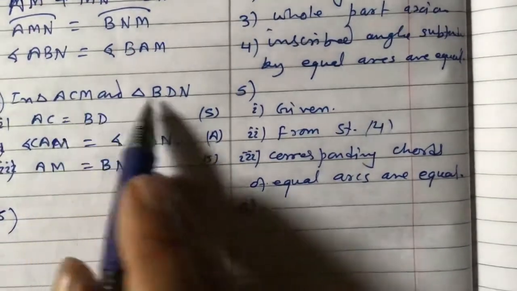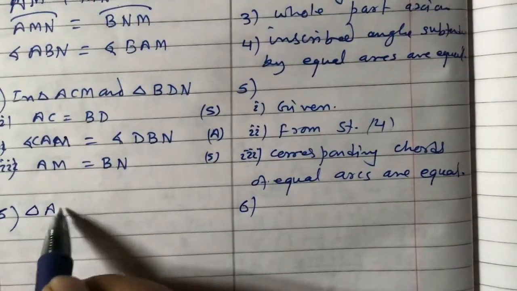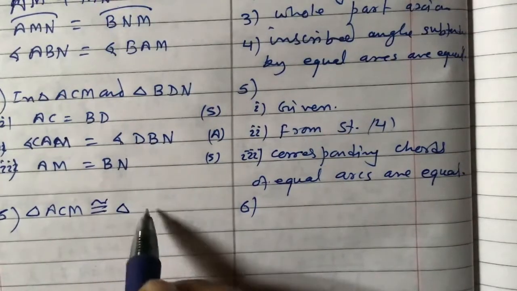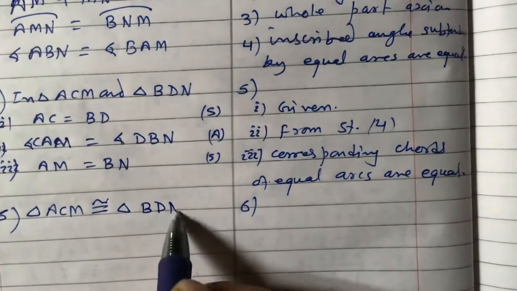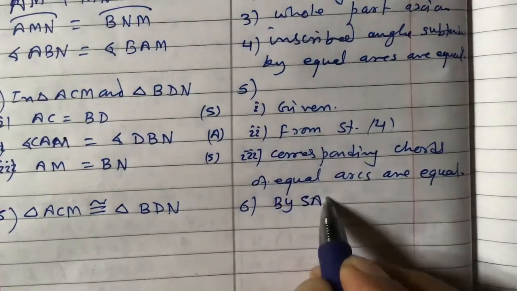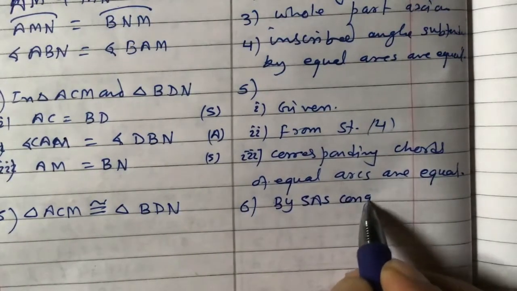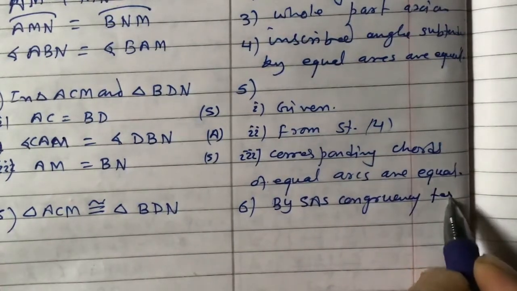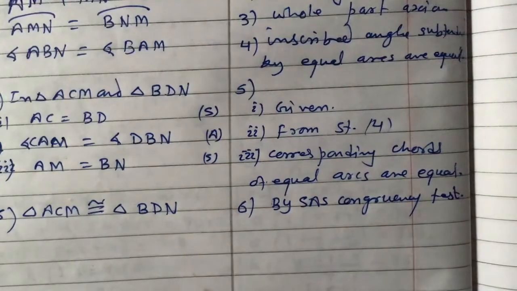Now in number 6, these two triangles are congruent. Triangle ACM is congruent to triangle BDN by the SAS congruency test.